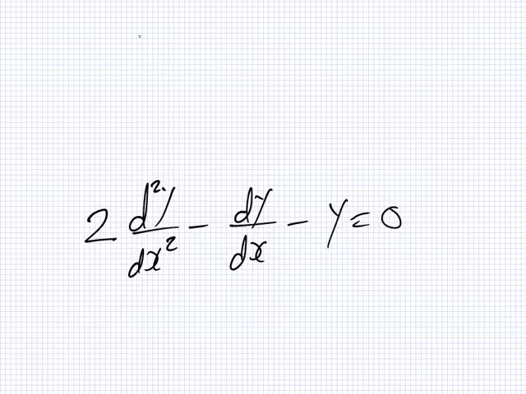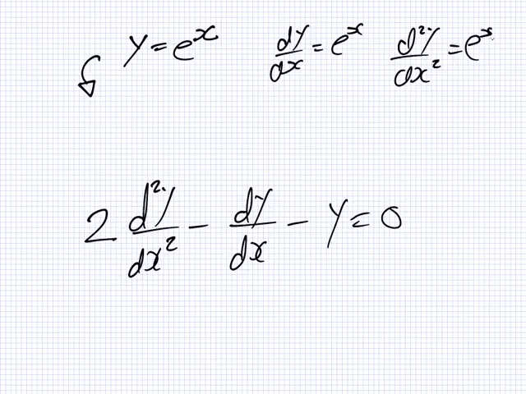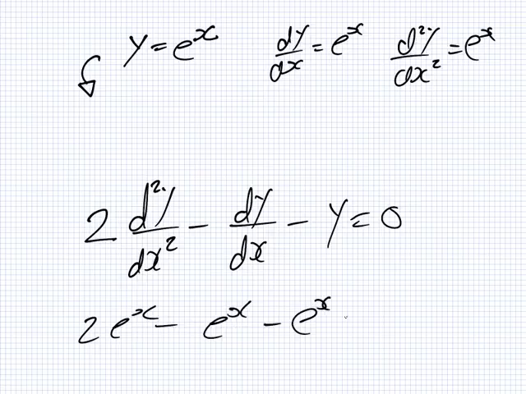So what I'm saying here is I give you the answer. You just have to integrate that. So you need to show that this answer works. If that's y, what's dy/dx? e^x. And what's the second derivative? e^x. So if I put that in here, I get 2e^x minus e^x minus e^x. Does that equal 0? The answer is yes.